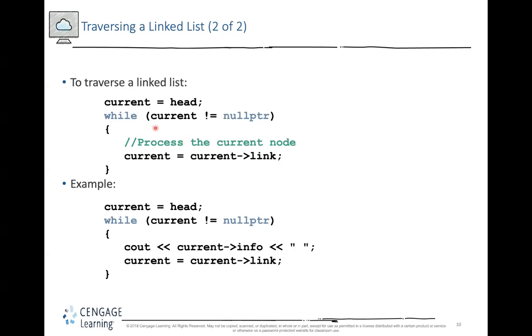Now, the stopping condition is basically the very last one. Remember, the link field of the very last node is a null pointer. So if you have encountered that, then that stops. As for when we process the current node and do something with it, let's say I just want to output the info to the console, and that's what it is. Of course, in real life examples, you're going to do much more meaningful things.